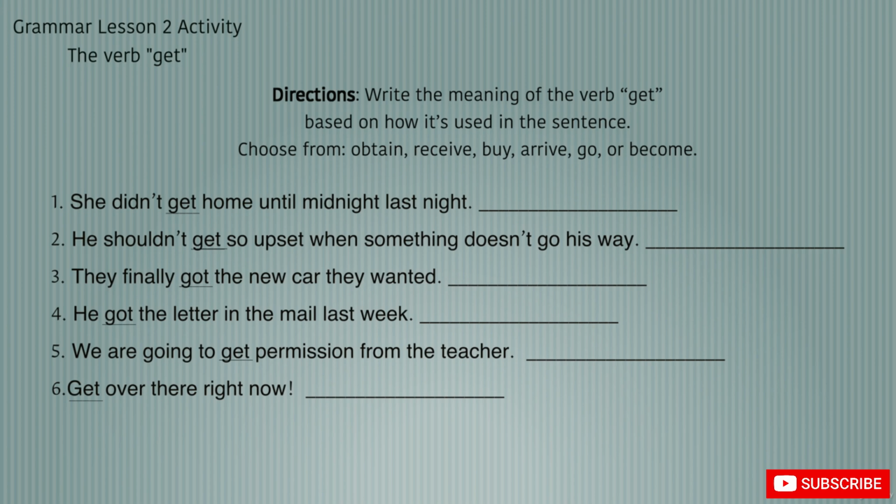Number 2, he shouldn't get so upset when something doesn't go his way. Number 3, they finally got the new car they wanted. Number 4, he got the letter in the mail last week. Number 5, we are going to get permission from the teacher. Number 6, get over there right now.